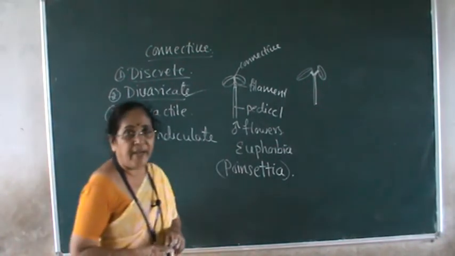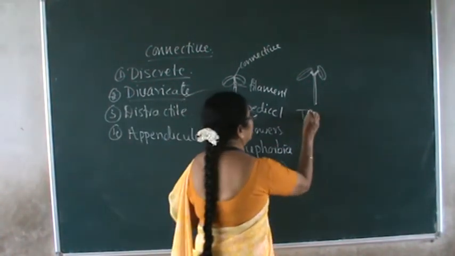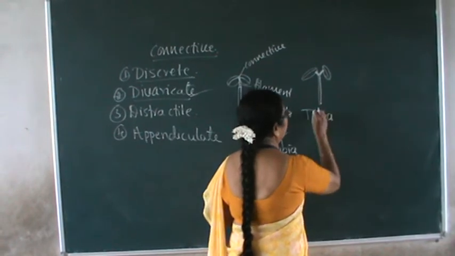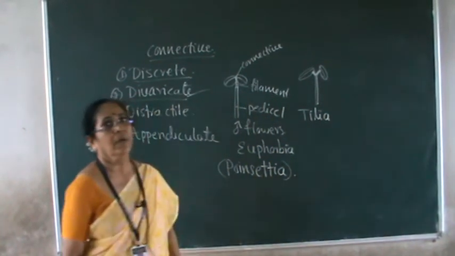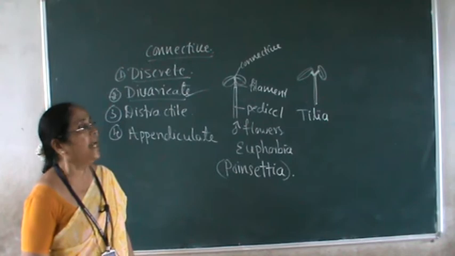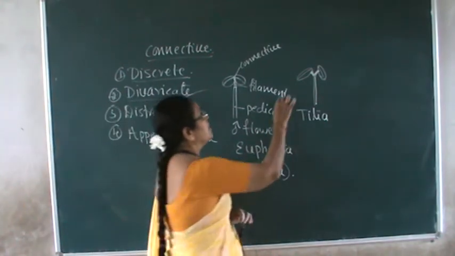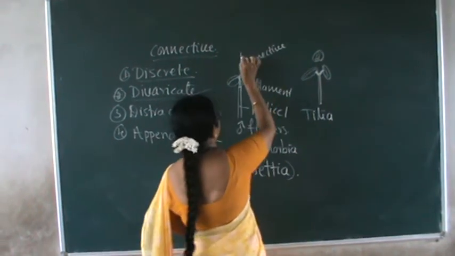This dilaricate kind of anther is found in the flowers of Tilia. Tilia is an example for the dilaricate kind of anther. Okay, this is the second type. This is the first type.